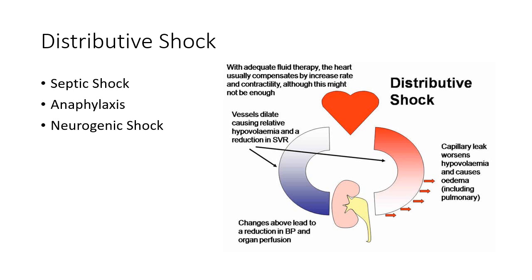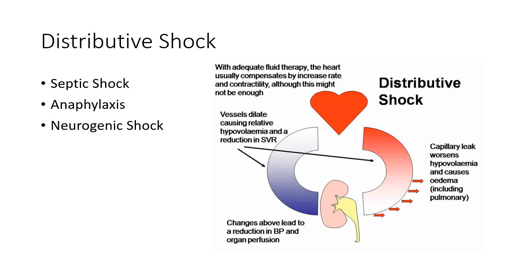From the vasculature side, it's sending messages through the baroreceptors that remain: we've got vasodilation going on here, the blood pressure is dropping, you need to send a signal out to cause vasoconstriction. But that message doesn't get to the brain because the pathway is cut. Usually it's cut somewhere within the spinal cord itself as a result of that spinal injury.